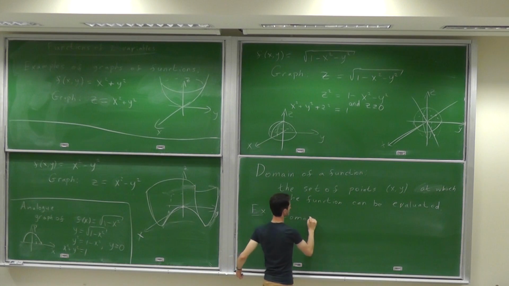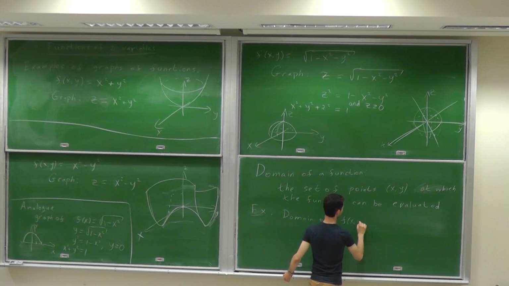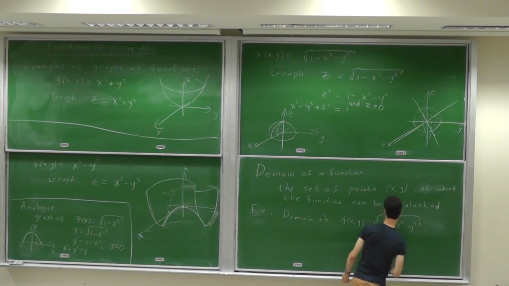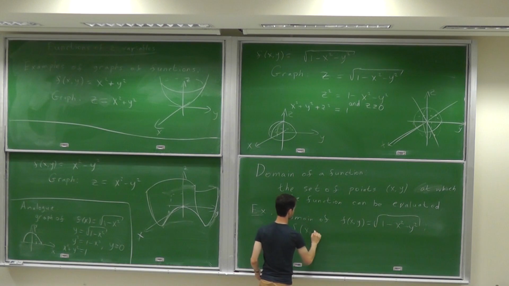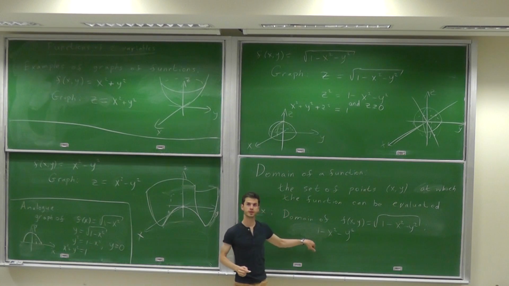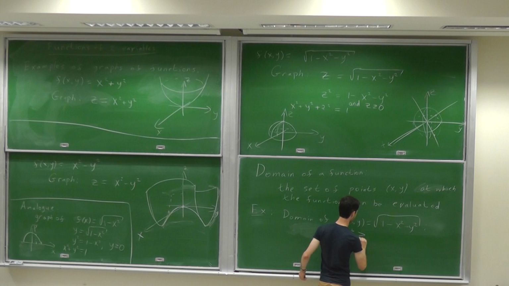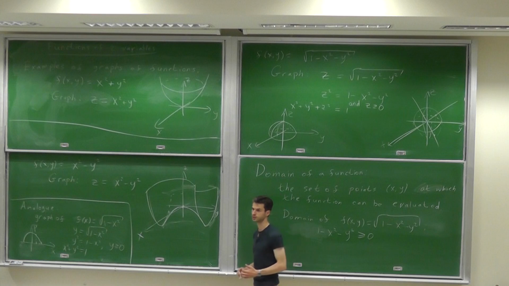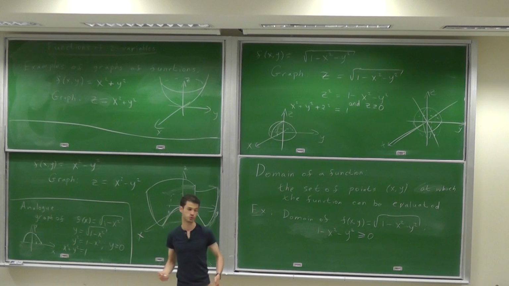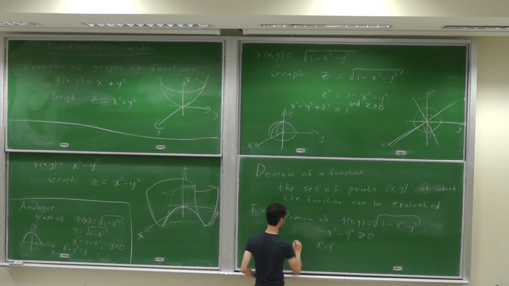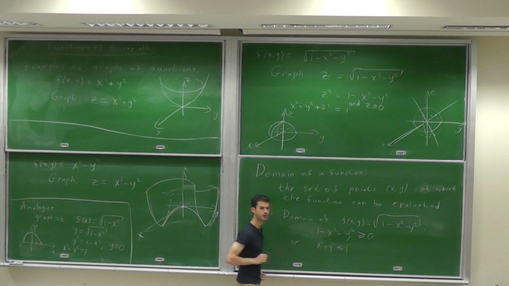Domain of this function is the set of points x, y. So let me just try this equation. All points x, y, where this thing is positive. If this thing is negative, I cannot evaluate my function. I want always to take square root of something positive. In other words, x squared plus y squared is smaller or equal than 1.